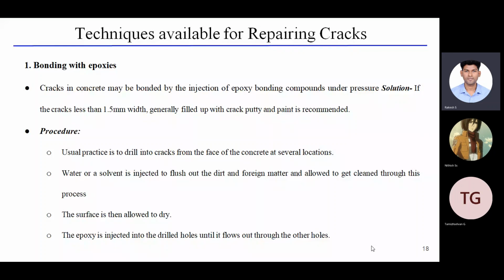How can it be cured? Usually, the practice is to drill into the cracks from the face of the concrete at several locations. Then, water or any solvent is injected to flush out the dirt and foreign matter and allowed to get clean through the process. Then we allow the surface to dry. Then epoxy is injected into the drilled holes until it flows out through the other holes.